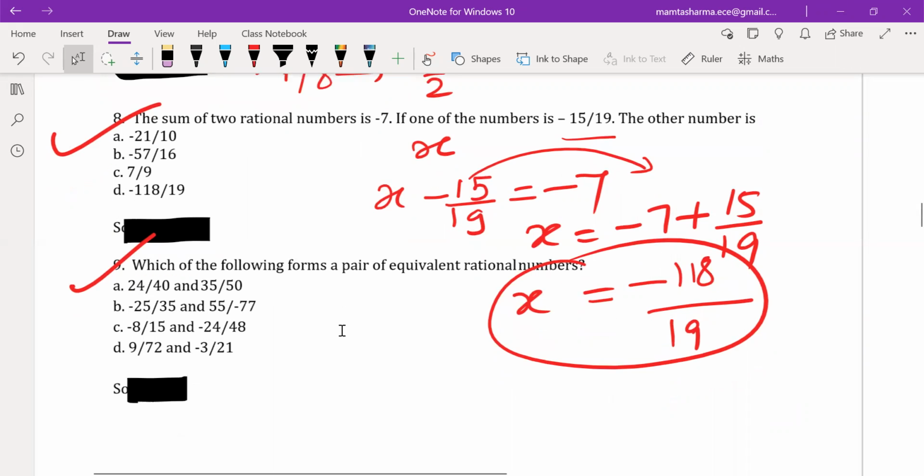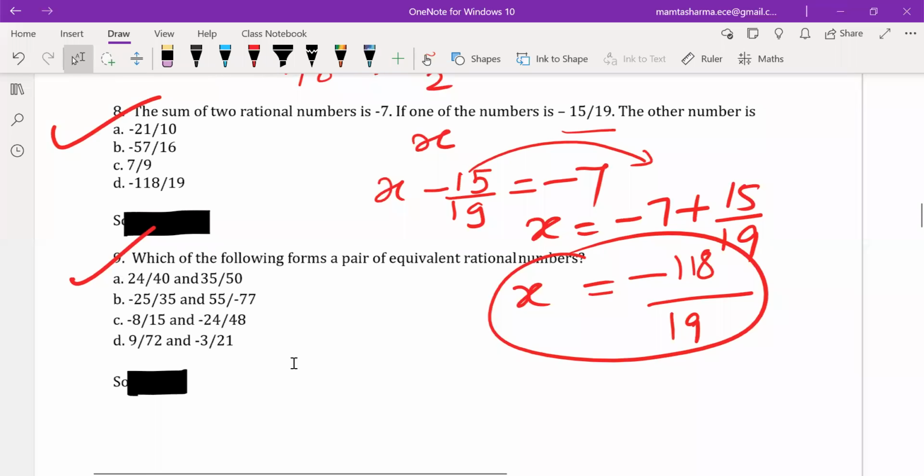Ma'am, it's D. Which of the following form a pair of equivalent rational numbers? It's D, 9 by 20, 72 and minus 3 by 20. No, it's not D. One minute. Equivalent. You simplify them and find out whether they are equal or not.